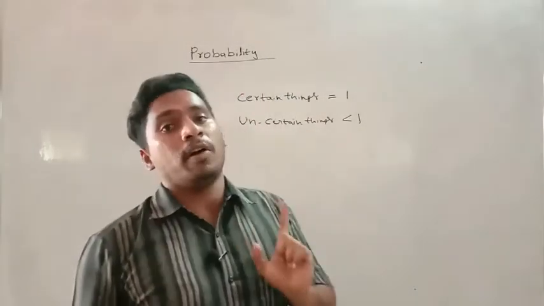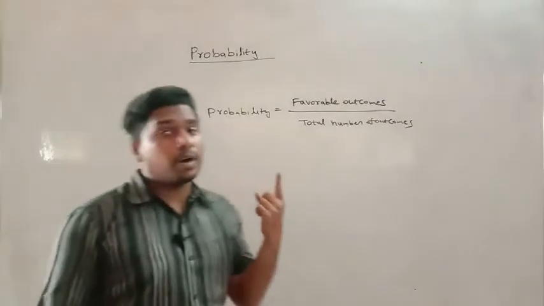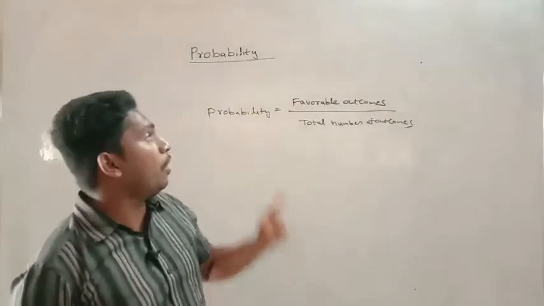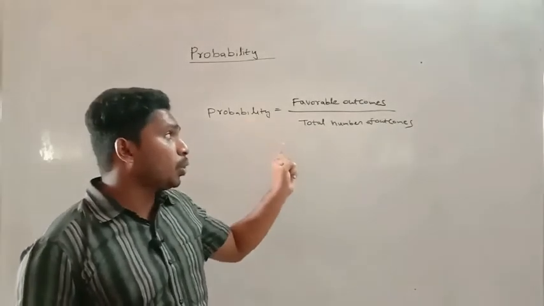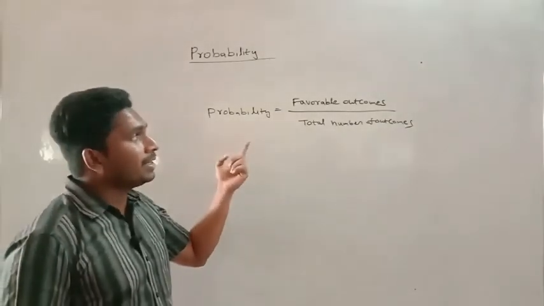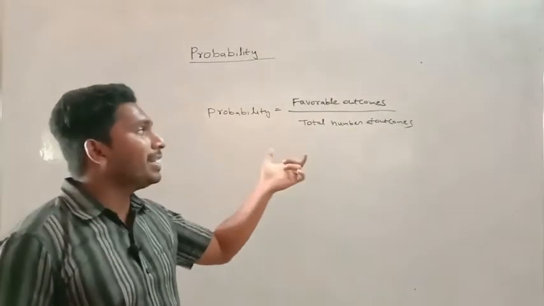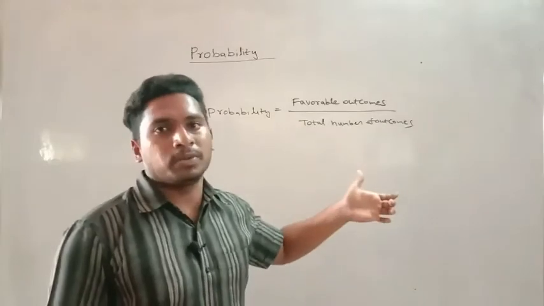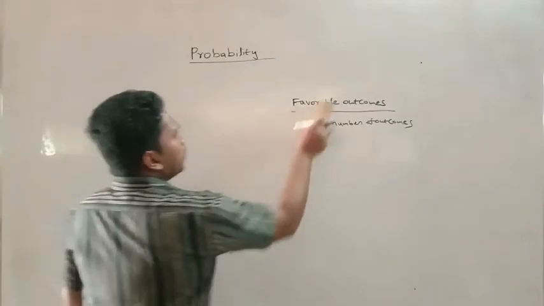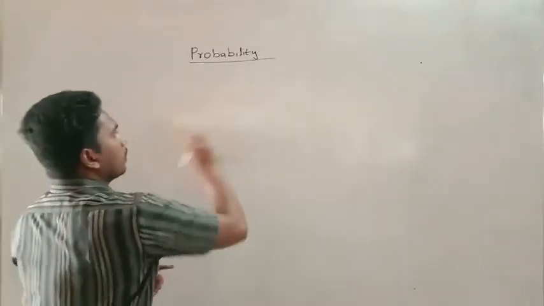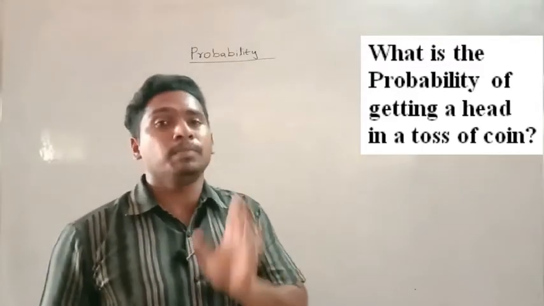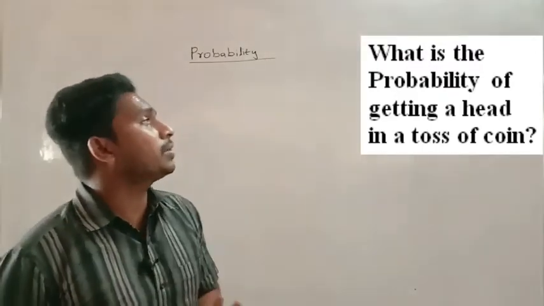And the basic formula for probability is the ratio of favorable outcomes to the total number of outcomes. So in the numerator there will be favorable outcomes and in the denominator the total number of outcomes. Let me explain this with a small and simple question. So let us solve this question.